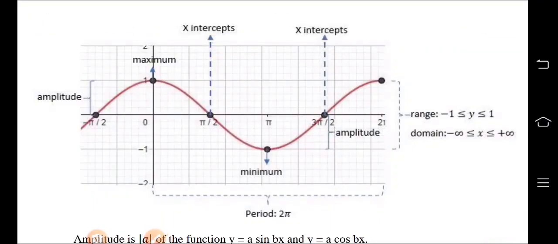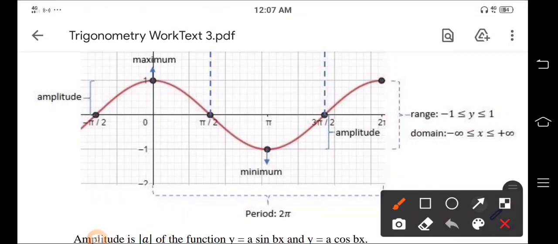So again, in a cosine function, y is equal to cosine x, the maximum value is 1. The minimum value is negative 1. The graph touches the y-axis at point 0 and 1. So its amplitude is 1.